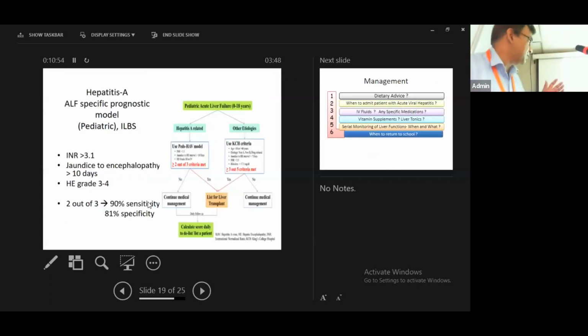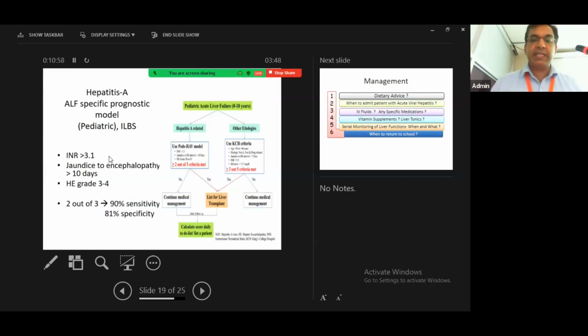This is one of the scores given by the ILBS group, where they said that if the INR is more than 3.1, jaundice to encephalopathy is more than 10 days, and HE is grade 3 or 4, the patient should be listed for transplant. So if you have 2 out of the 3 criteria, this was specifically for hepatitis A, they said to please list the patients for transplant.